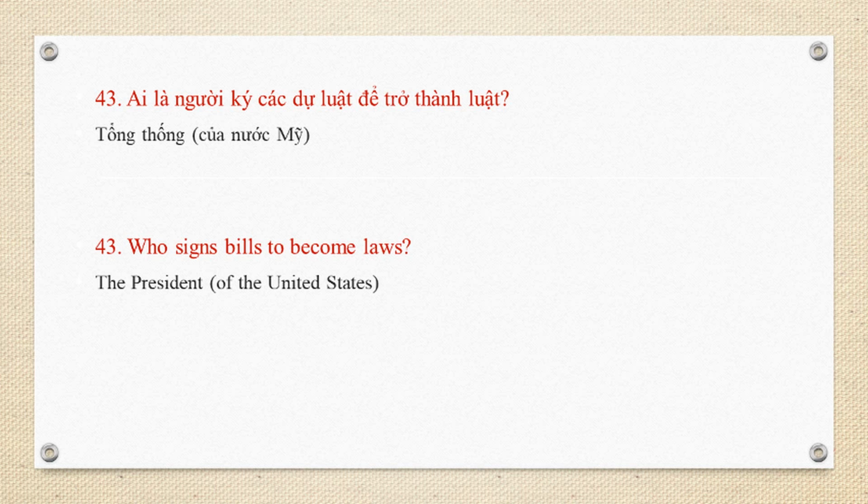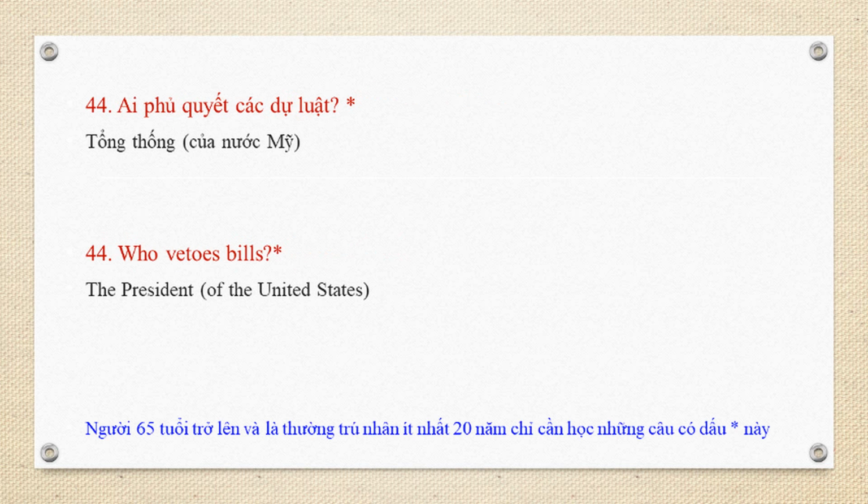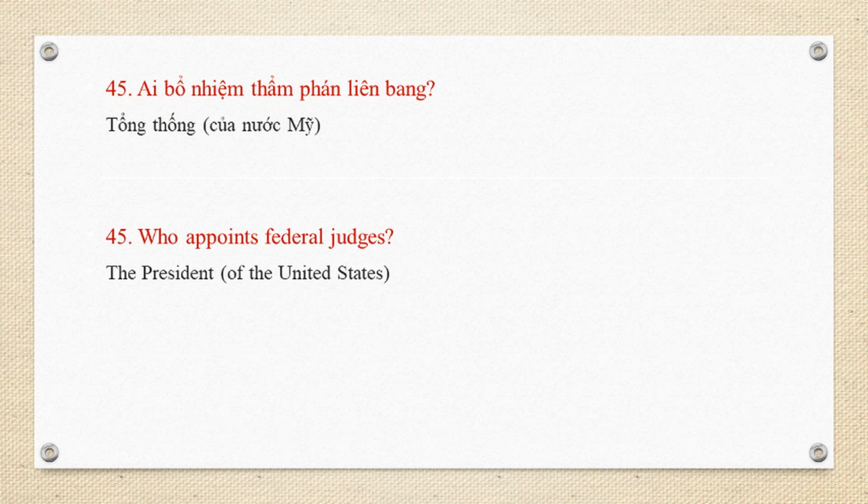43. Who signs bills to become laws? The President of the United States. 44. Who vetoes bills? The President of the United States. 45. Who appoints federal judges? The President of the United States.